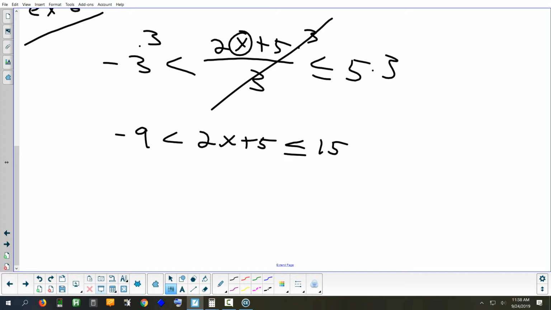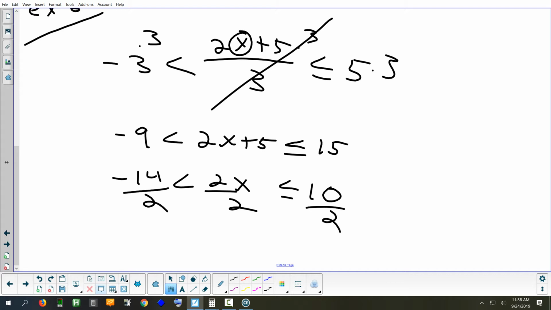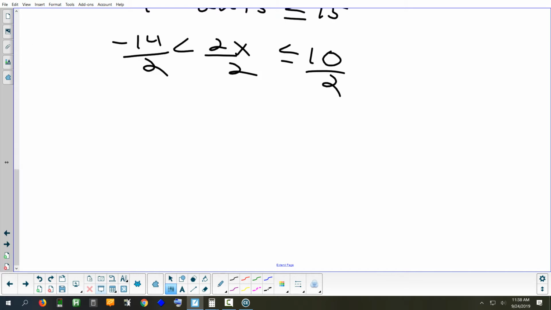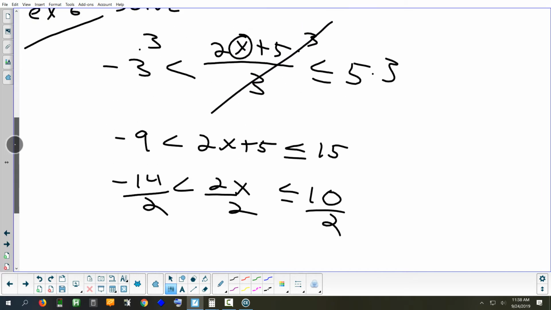Okay, what's my next step? Subtract 5. So we're going to have 2x. What's negative 9 minus 5? Negative 14. And now my last step. Divide by 2. Just have to do it everywhere. And if that 2 was a negative, I would have flipped it. But it's not. Would you have flipped both of them? Yep, you always flip both.